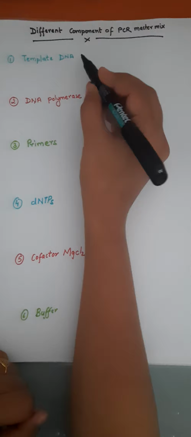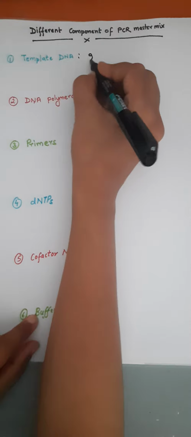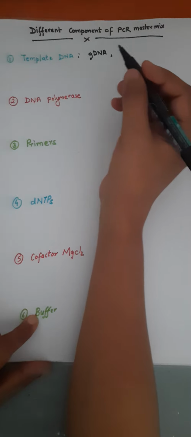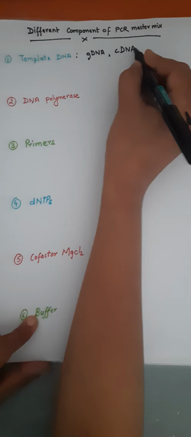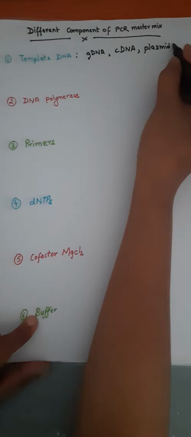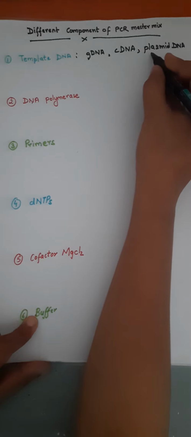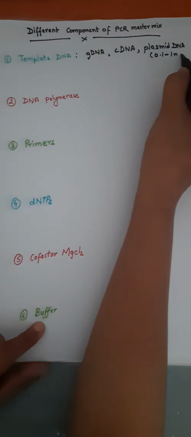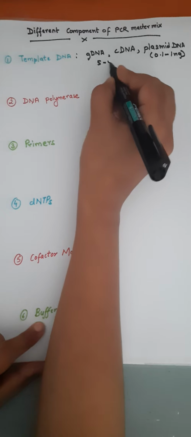First is template DNA. It can be genomic DNA. For PCR we can either use genomic DNA as a starting material, and that starting material is known as the template, or it can be cDNA, that is the complementary DNA, or we can also amplify the plasmid DNA. With these three we can start our PCR reaction. In general, for plasmid DNA, the amount of DNA should be around 0.1 to 1 nanogram, and for genomic DNA it is around 5 to 50 nanogram.